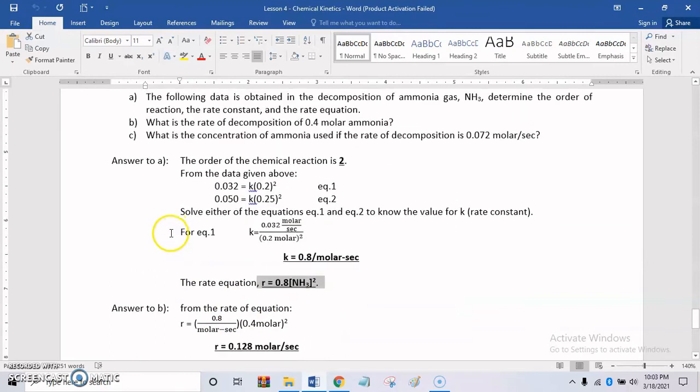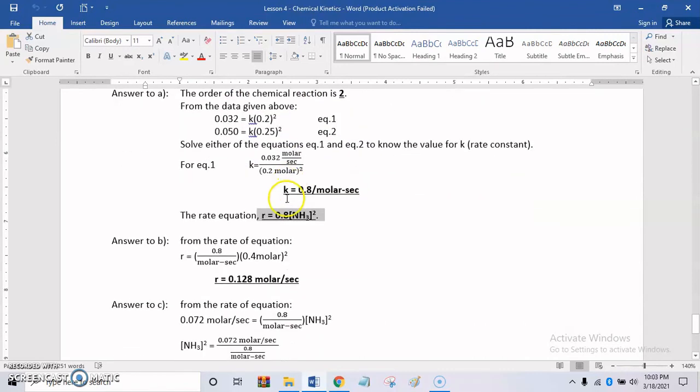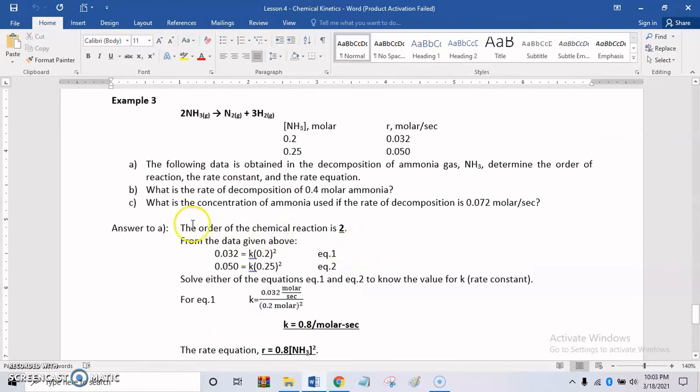Next, answer to B. What is the rate of decomposition of 0.4 molar ammonia? Now we have a concentration na for our ammonia. So from this rate equation, we need to input the 0.4 molar to the power of 2. Now the rate of equation is equals to 0.128 molar per second.